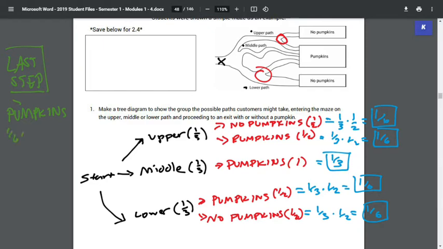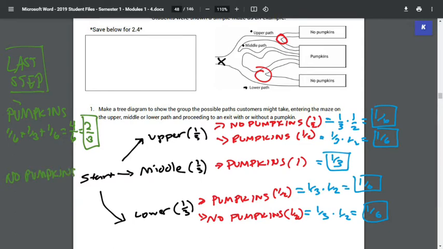That's going to be 1/6 plus 1/3 plus 1/6. So remember, when you add fractions, you have to change to a common denominator. So this 1/3 will become 2/6. So when I add that together, I'll get 4/6, which equals 2/3.